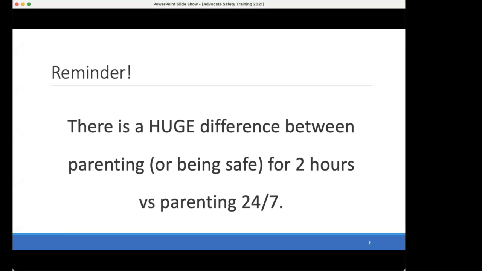And just to set the context of this seminar a little bit more, I need you to keep in mind there is a huge difference between a parent being safe for 2 hours with their child versus parenting 24/7. When we first started doing these trainings, I had a 14-year-old kid. I fully trust that my 14-year-old kid and any child that he brought with him to a visitation, a supervised one in particular, would survive, right? Both of them would come out of that room alive, probably unsupervised too.